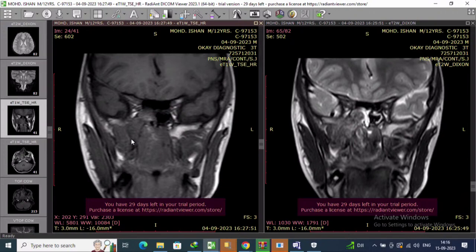So if the vessel is coming from behind, like if you have a rich vascularity coming from the ascending pharyngeal, you have to embolize it. You cannot handle that vessel without mobilizing the tumor.